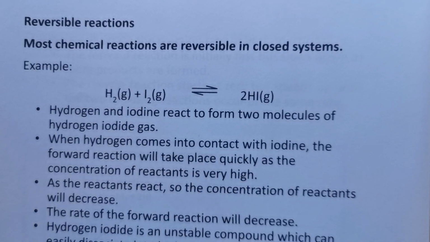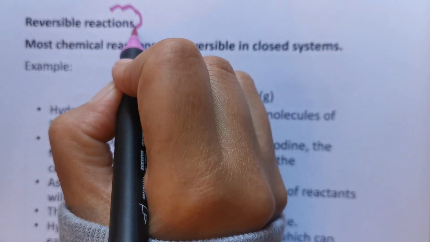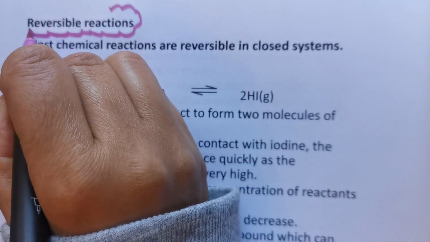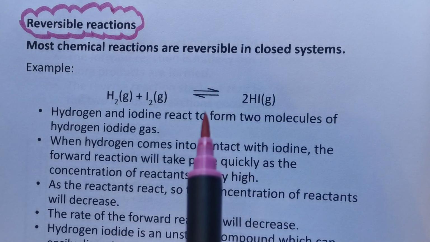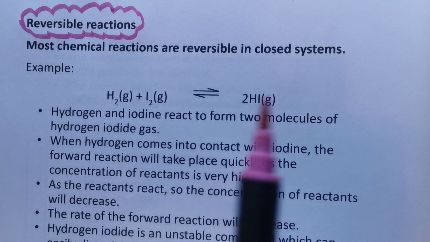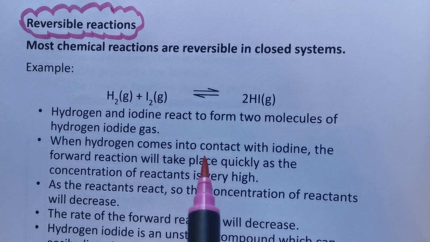Now this concept of using this double arrow brings us to something that we haven't actually discussed very often in science class, and it's the concept of a reversible reaction. So when I talk about a reversible reaction, what do I actually mean? I mean that the reaction is able to happen and then it's able to reverse itself.